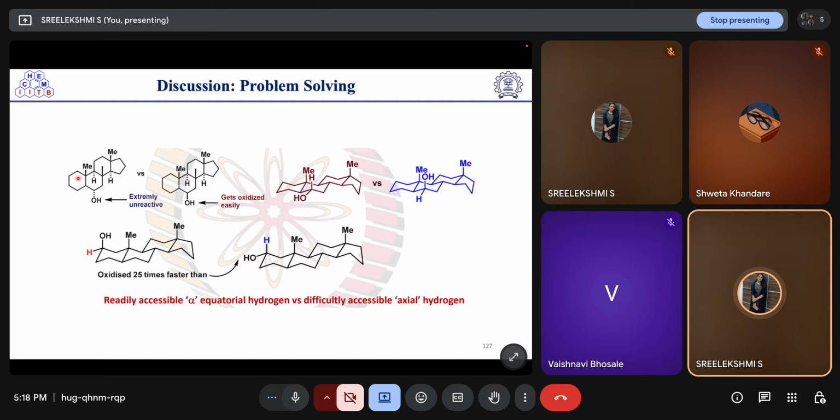Then if we see these two compounds, what is the difference? Everything else is the same, only here the hydroxyl group is below, here the hydroxyl group is above. So here it is given this is extremely unreactive, this one gets oxidized easily. Why? Because if we consider the chair form of both, they can be drawn like this, where these three methyls are above, and this hydroxyl is below. On this one, two methyls are above, and this hydroxyl is also above.